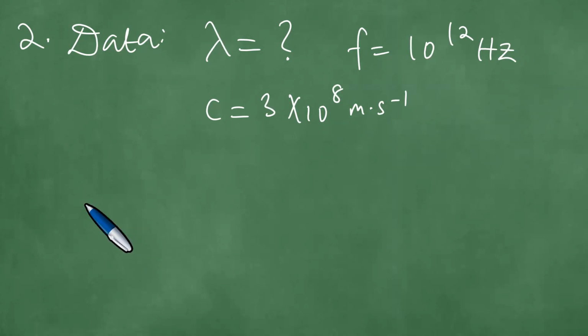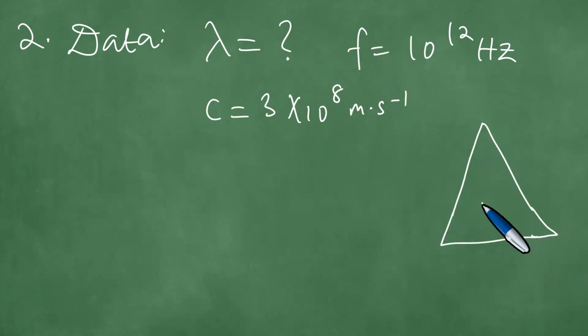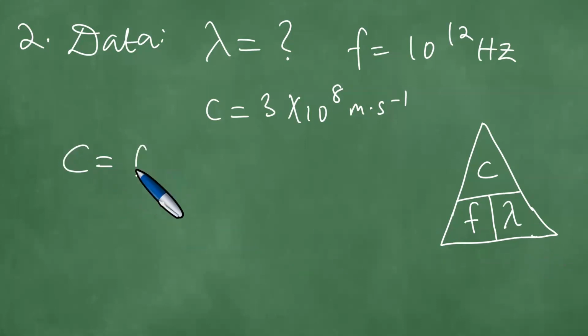Right. So we continue quickly. Do you remember the triangle there, Luyando? Yes. Right. So the triangle is like this, and C is F lambda. So you know that C is F lambda. So if we make wavelength the subject, what is the formula? Lambda equals C over F. Well done. So lambda equals C over F.